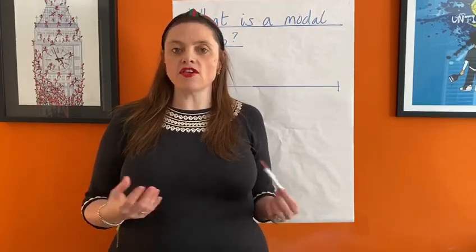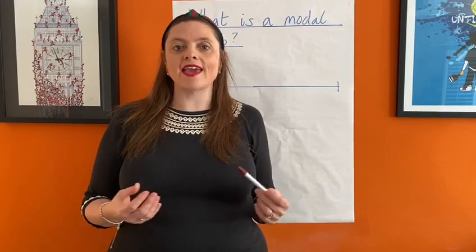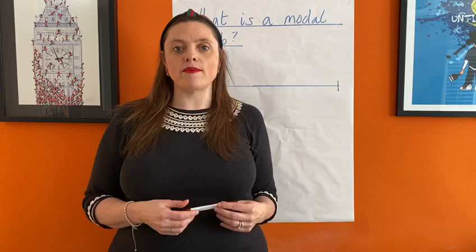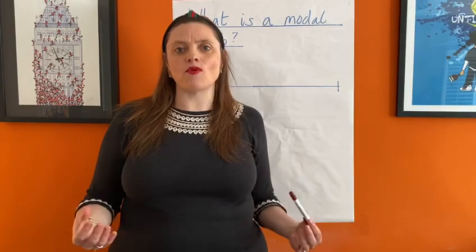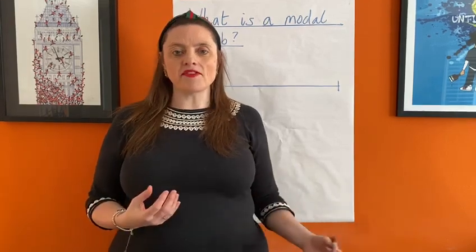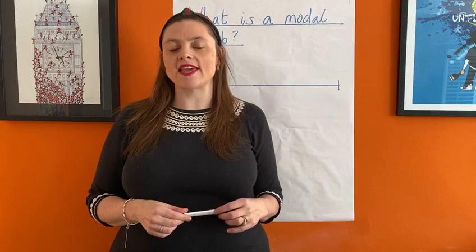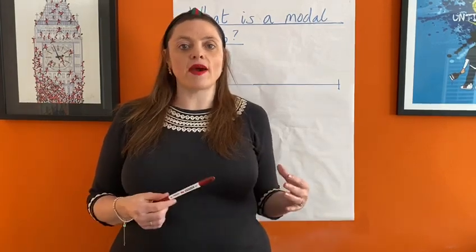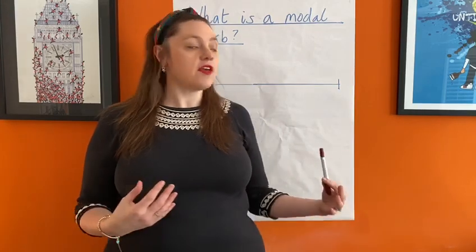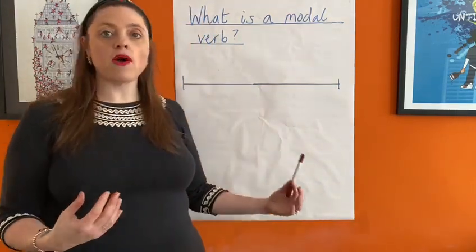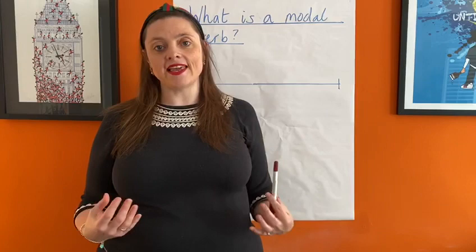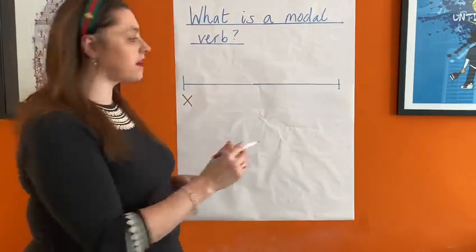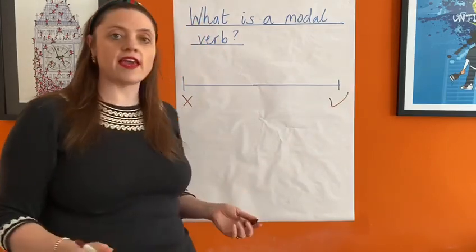Now, the definition of a modal verb is that it indicates possibility or degrees of possibility, but that might not be particularly helpful for you if you're thinking, well, what is a modal verb? And then somebody says it indicates possibility. So what I always like to do with the children in my class is to talk about modal verbs on a scale. So if we had a scale of how possible something is likely to happen, on this end we would say it's not possible, and on this end we would say it's definitely going to happen.